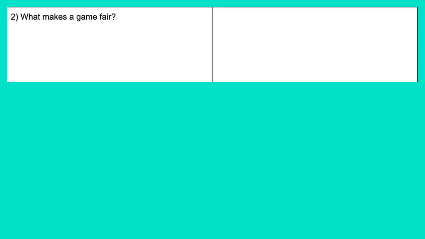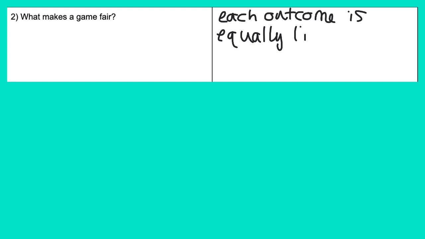Question number 2 says, what makes a game fair? Well, a game is fair if each outcome is equally likely to happen. You don't want anything to have an advantage. Everything is equal. So pause me, catch up, and then go to the next slide.